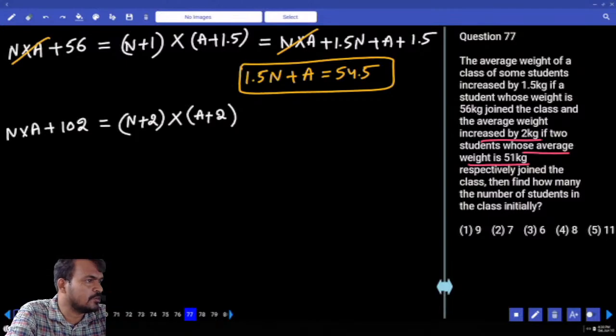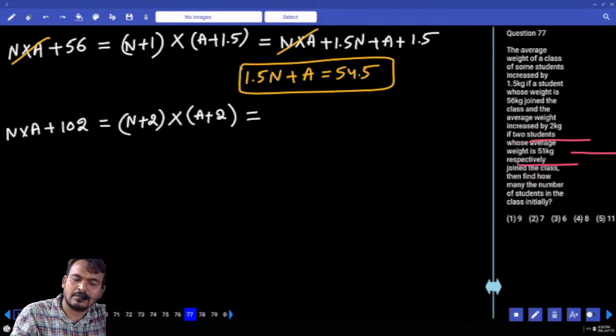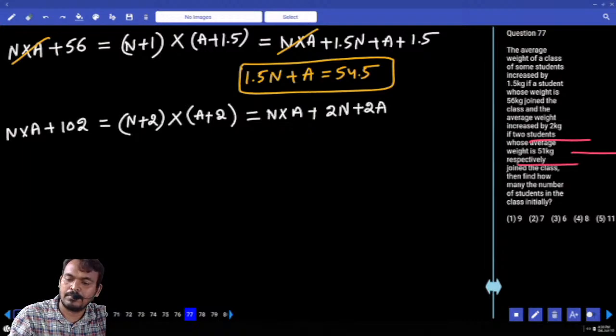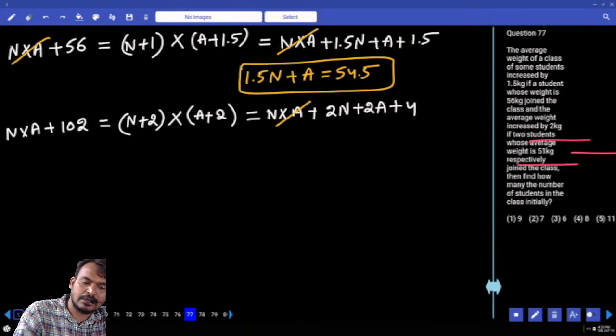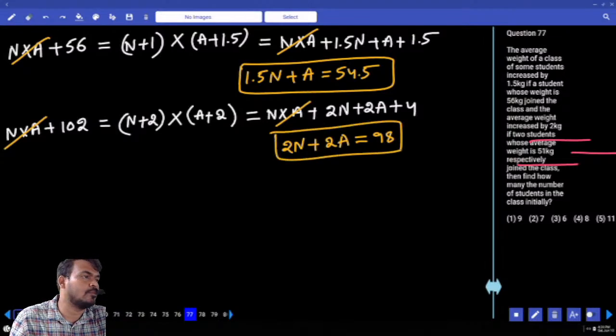What is the left hand side? N persons' sum plus 2 persons' sum. Right hand side, n plus 2 persons' sum. Simplify this one. We get one more linear equation. First, split the right hand side value. N into a plus n into 2, 2n plus 2 into a plus 4. First of all, both sides n into a cancel. And we get 2n plus 2a equals 102 minus 4, 98.